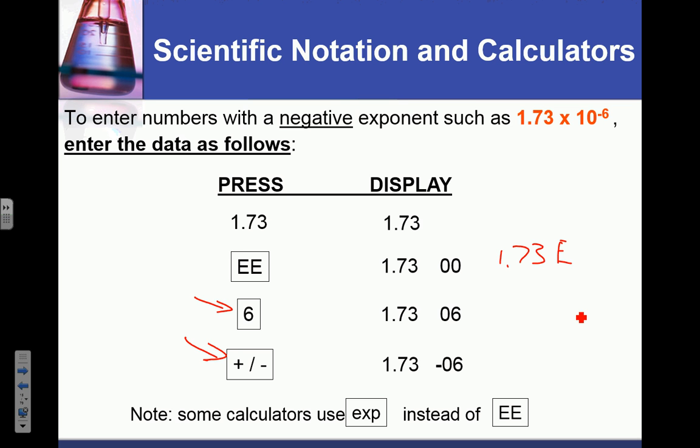So you're going to hit negative, and that should appear as a negative to the right of the E, and then 6. And that literally means to your calculator 1.73 times 10 to the -6. So that's how you would enter a negative exponent. After you hit the EE key, which remember means times 10, so never hit times 10, you're going to hit the negative key and then whatever number, in this case 6.